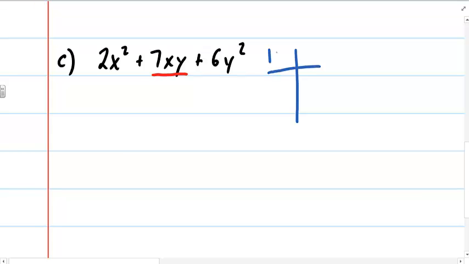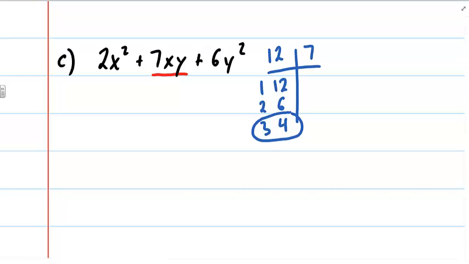First times last would be 2 times 6, that's 12, with a 7 on the right. This is my favorite one: both, and both what? Both positive. There's no negatives in this problem, so that makes it easier. 1 and 12, 2 and 6, 3 and 4, and that should be it. And you should see pretty quickly that 3 and 4 are going to give you the combination you want. All right, that gives you 7.